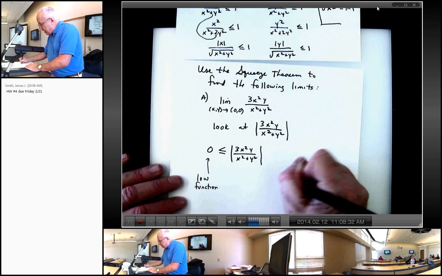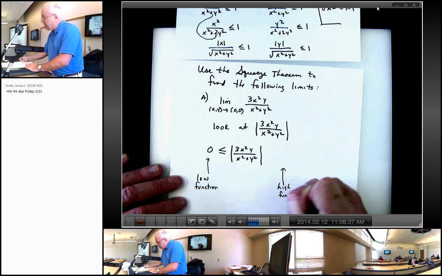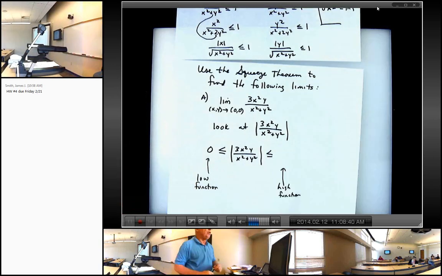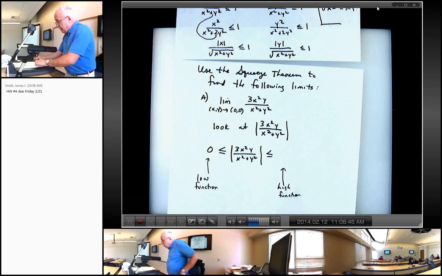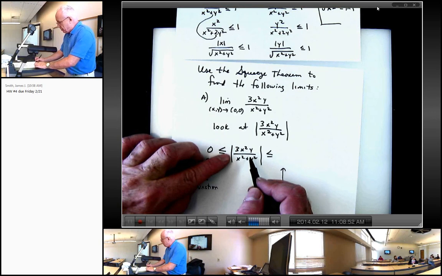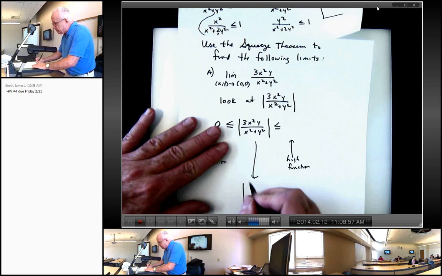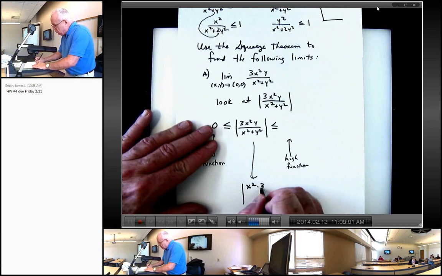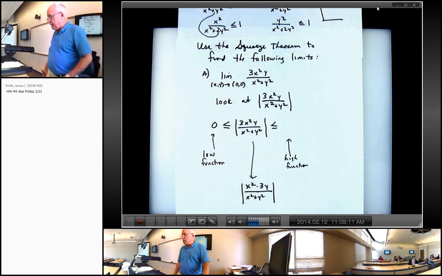Now, we have to get a high function for the squeeze theorem. So we need to find something that this is less than or equal to that's going to help us. Now, look at what we have here. We have 3x squared y in the numerator. So let's show another way of writing this. This is really the same as x squared times 3y all over x squared plus y squared. I'm just reordering the multiplication.